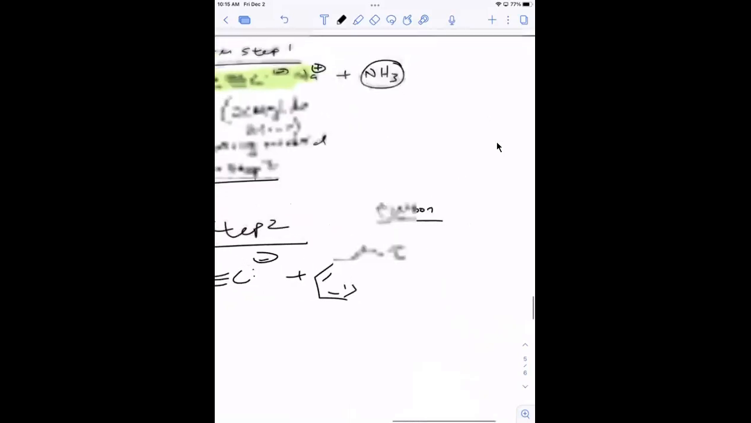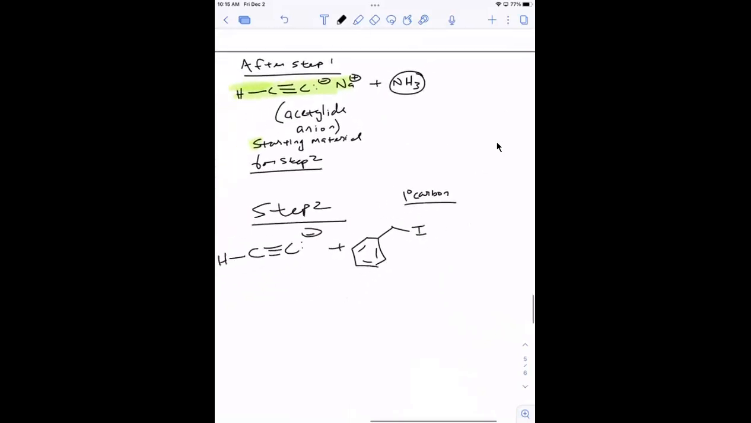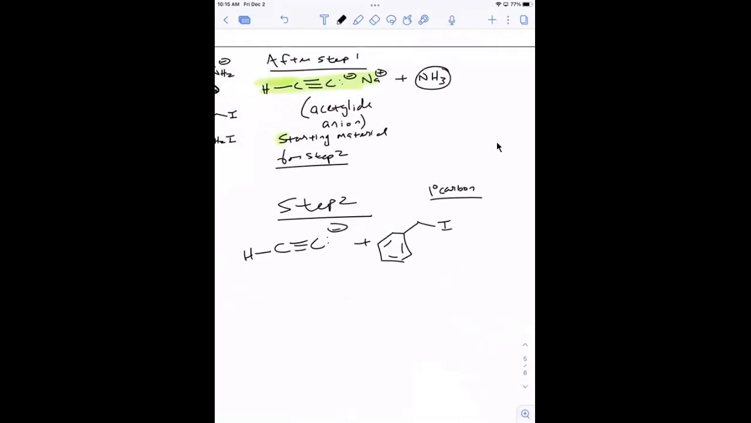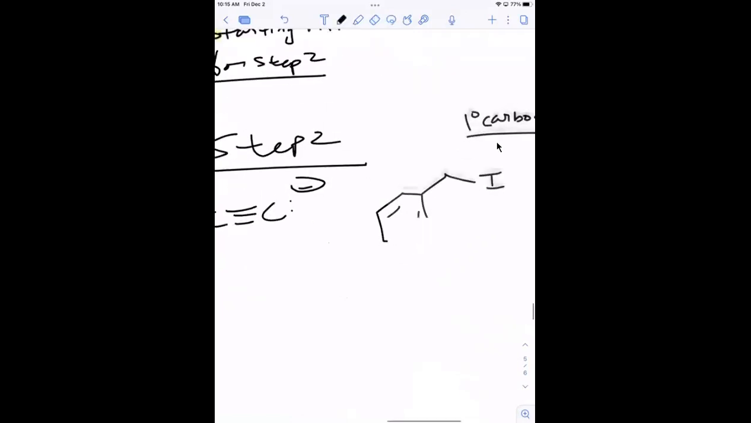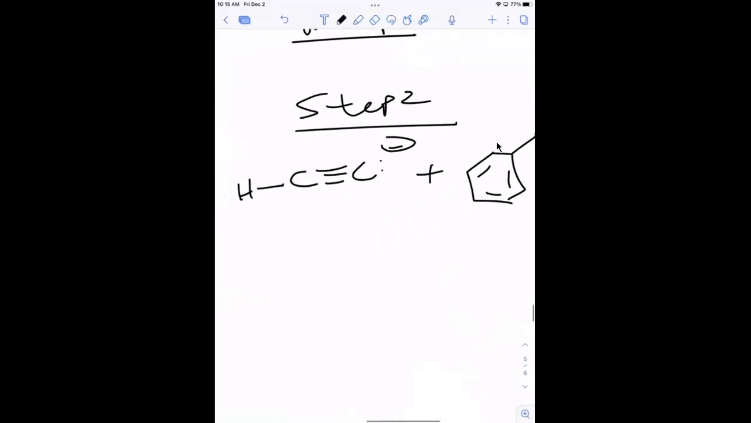What does that mean for the acetylide anion if I react it with a primary carbon? What reaction is going to take place if the carbon I'm reacting it with is primary? Anybody remember from Wednesday? Remember that mnemonic I gave you? One sausage, two or three eggs. What is the one sausage? What does that mean?